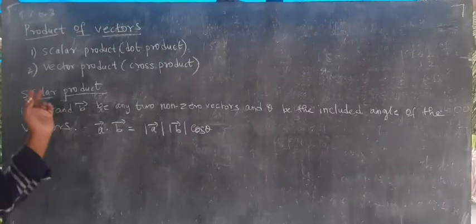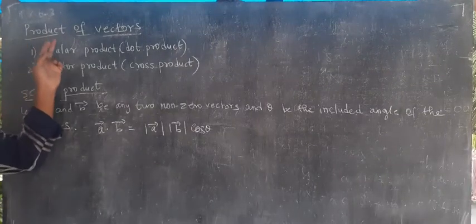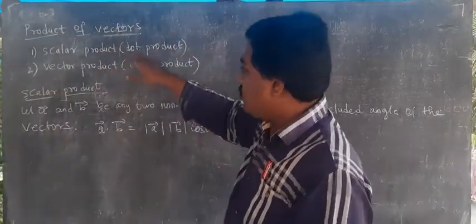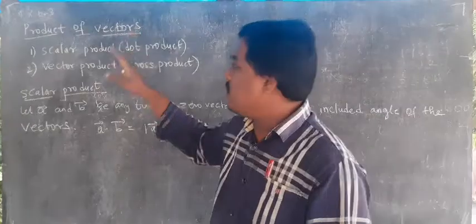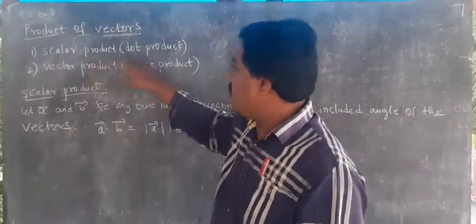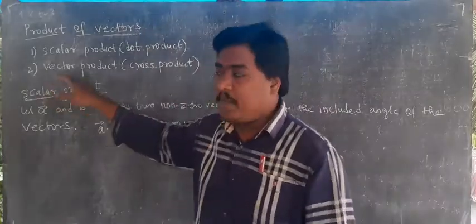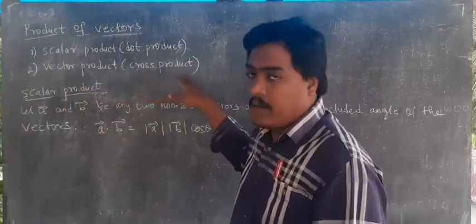Listen, the next topic is the product of vectors. What is the product of vectors? Here we have two types. One is the scalar product, otherwise called the dot product. Another one is the vector product, which is called the cross product.